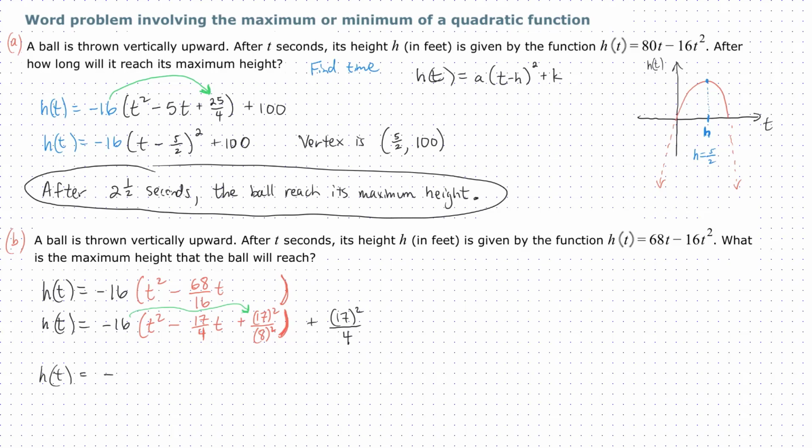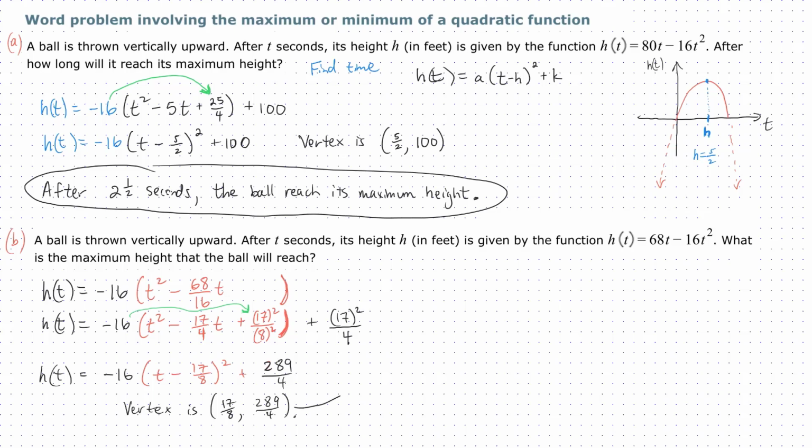H of t is now equal to negative 16 times the quantity t minus 17 over 8 squared. And then what's 17 squared? That's 289, plus 289 divided by 4. What is the maximum height that the ball will reach? Once again, we're going to read the vertex. The vertex is 17 over 8, comma, 289 over 4.